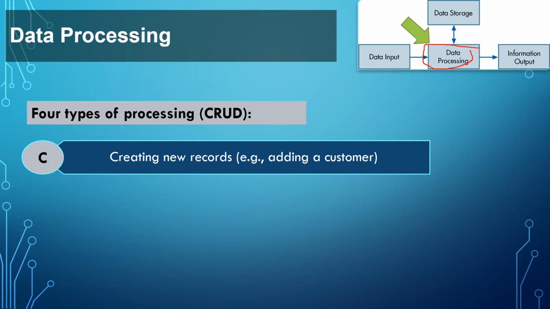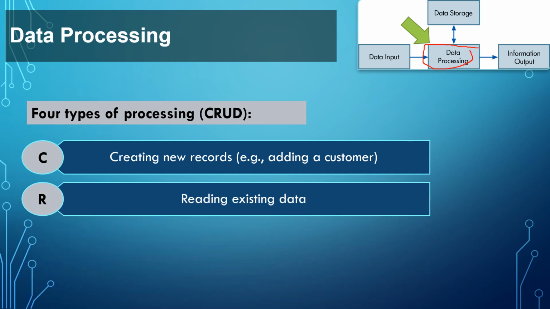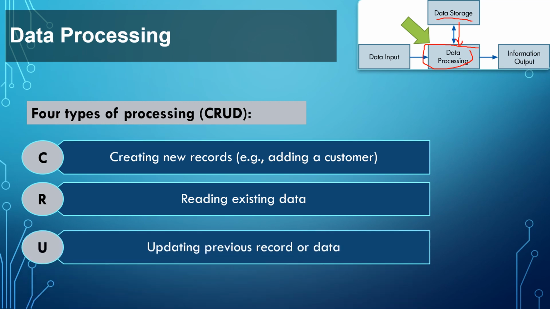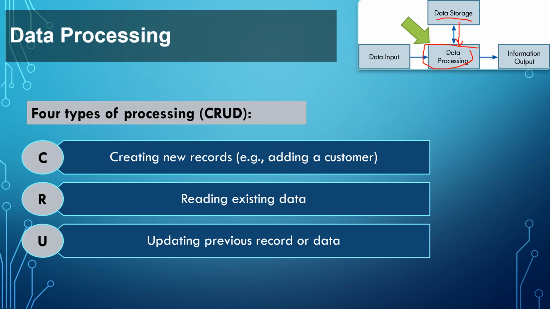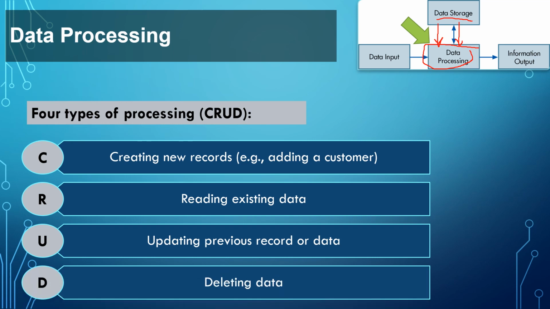either creating new records by adding new customers or adding new transactions, or reading existing data, getting this data from the data storage and reading it. The third one is updating previous record data. So we also have data in the storage, so we update, for example, the balance of the customer credit, or if there is any payment, then we update the cash and so on. And the last one is deleting the data.